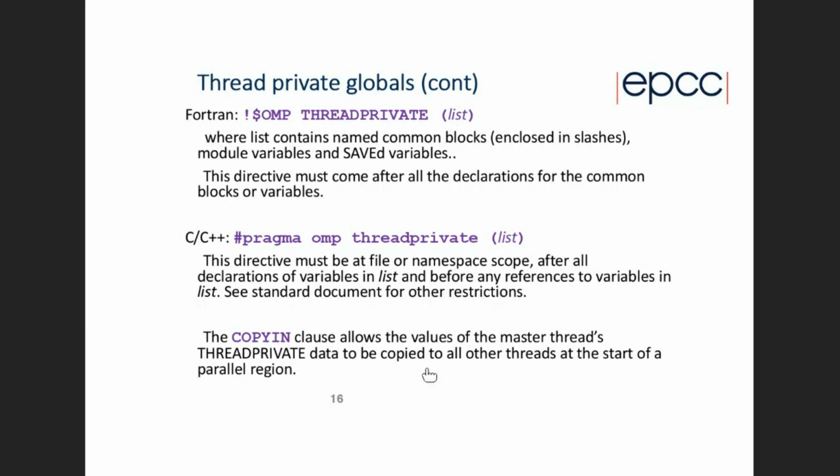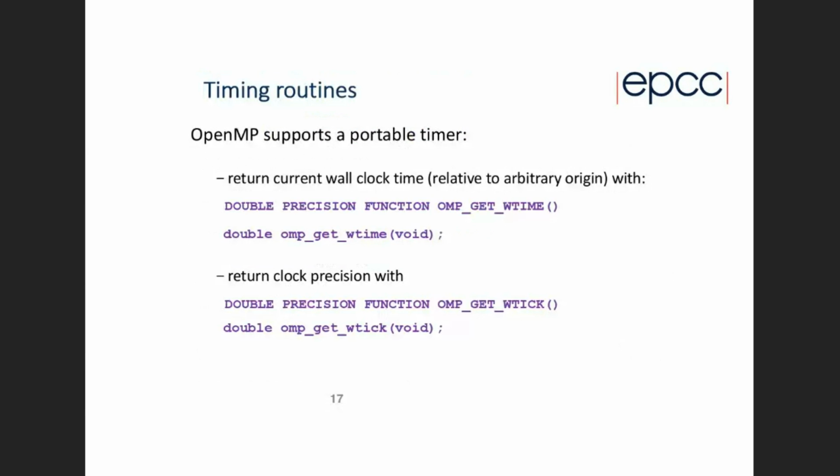And then also, if you need it, there is a copyin clause that applies to parallel regions. What that will do is, at the start of the parallel region, copy the value of the master thread's global variable into all the other threads' copies. Okay, any questions about that?